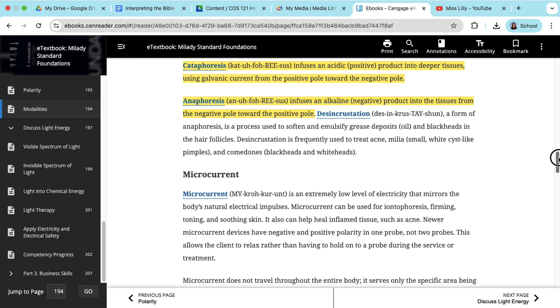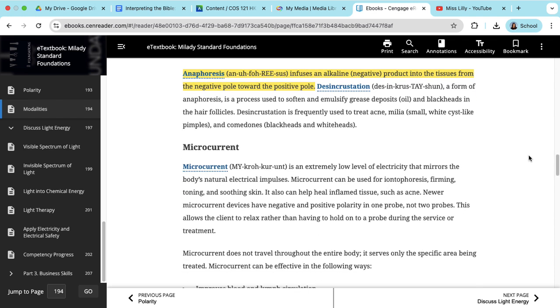Microcurrent. Microcurrent is an extremely low level of electricity that mirrors the body's natural electrical impulses. Microcurrent can be used for iontophoresis, firming, toning, and smoothing the skin.